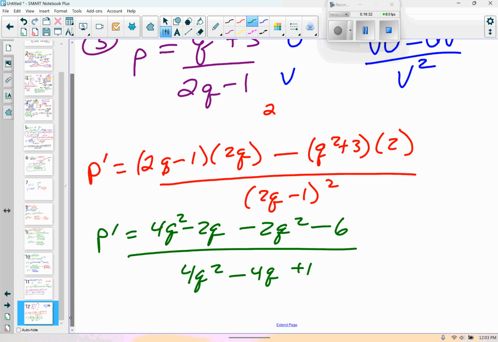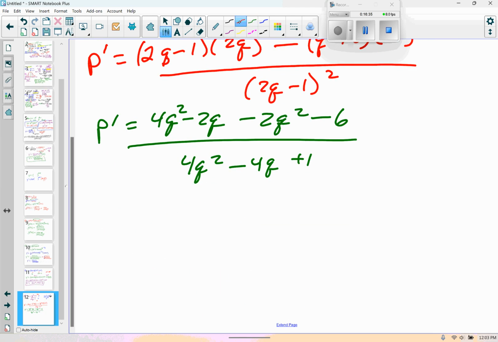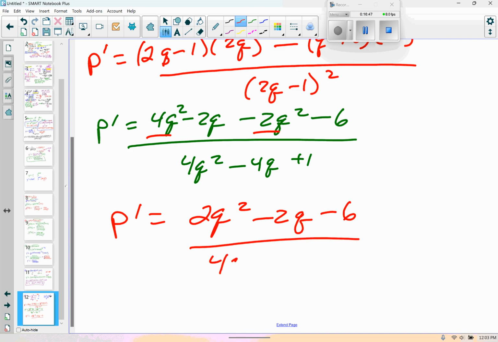Moving on down, combine like terms. So P prime is equal to 2Q squared minus 2Q minus 6 over 4Q squared minus 4Q plus 1. You cannot reduce the Q's or the Q squareds because they're all together.